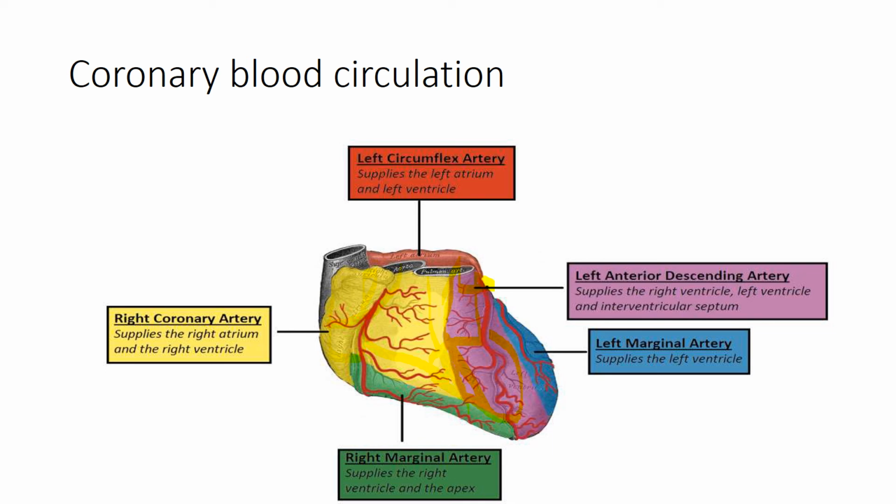Then coming to the left marginal artery, it comes backward and supplies the left ventricle. Coming to the right marginal artery, it supplies the right ventricle and the apex of the heart. And the left circumflex is the artery that goes backward and encircles the heart. It basically supplies the left atrium and some part of the left ventricle.